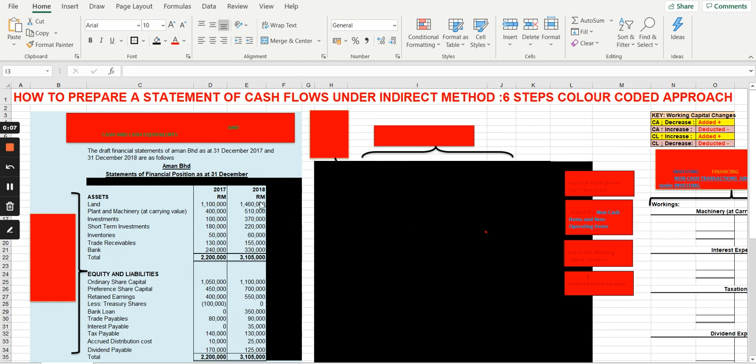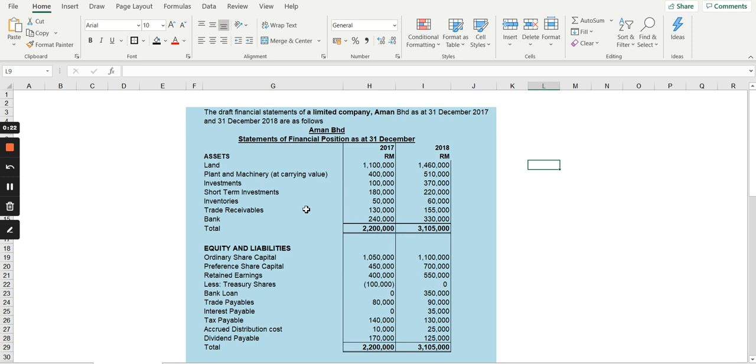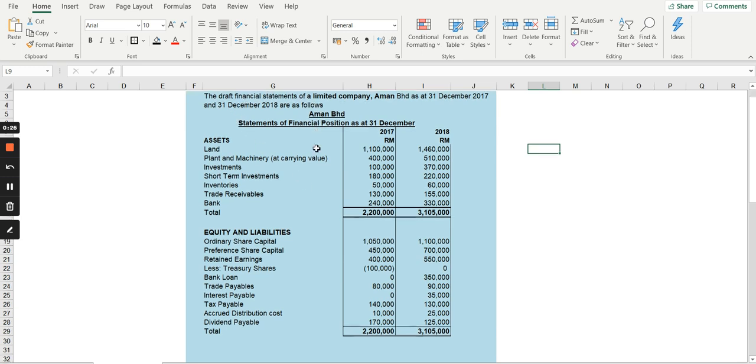Today we are going to learn how to prepare a statement of cash flows under the indirect method using the 6 steps color-coded approach. And under the indirect method, normally you'll be given a question that consists of a draft financial statement.